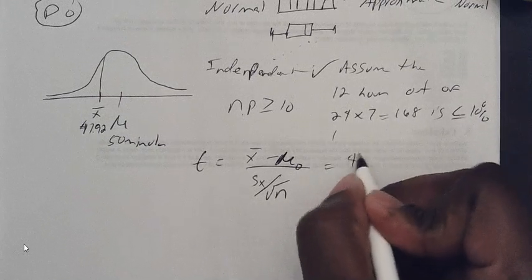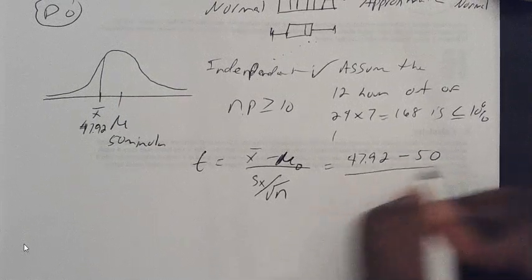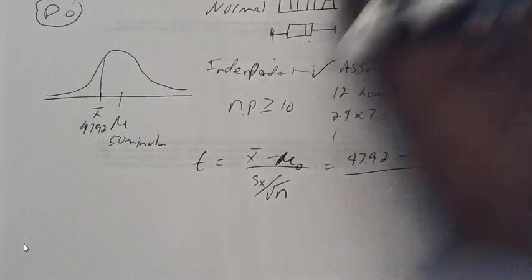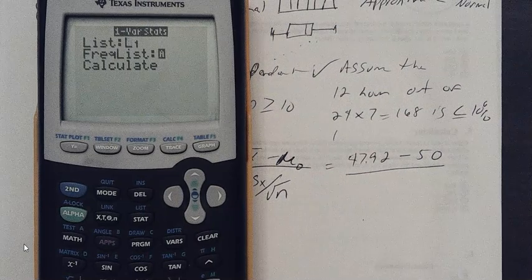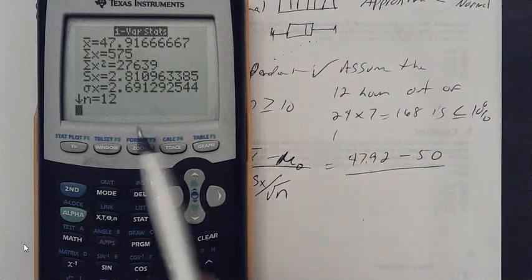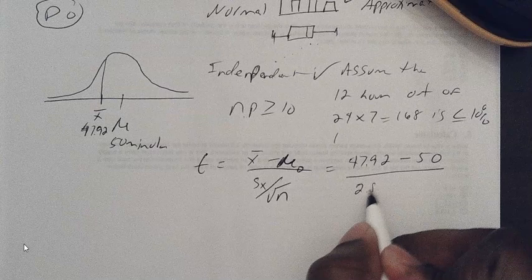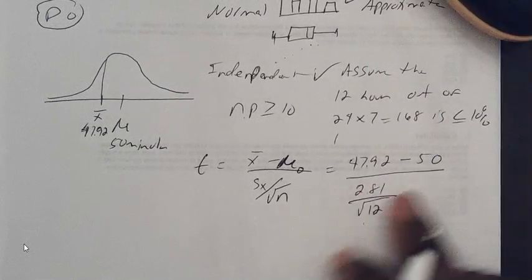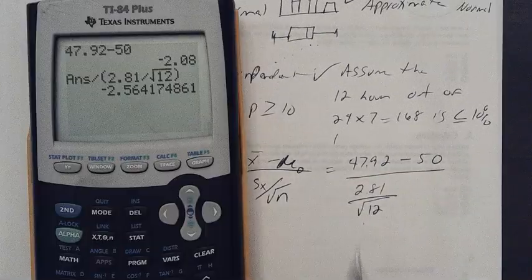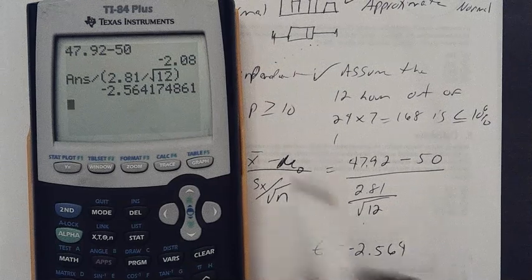So our mean was 47.92 in our sample. The proposed mean is 50 minutes of music. And if I go back to stat and calculate, S of x is about 2.81. So that's our sample standard deviation. So 2.81 divided by the square root of 12. If you plug all this in my calculator, I'm going to find that, according to my calculation, the t-value is negative 2.564.